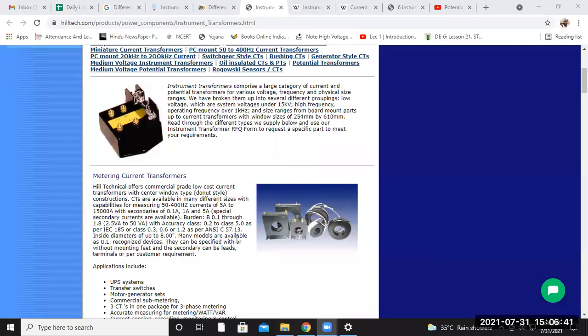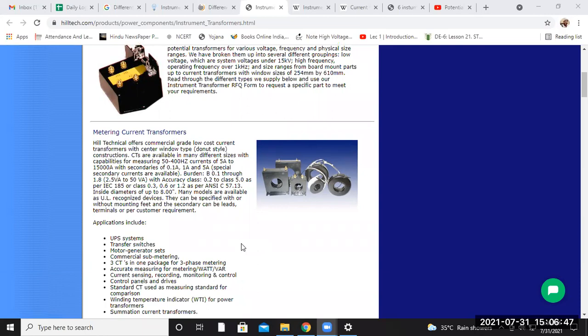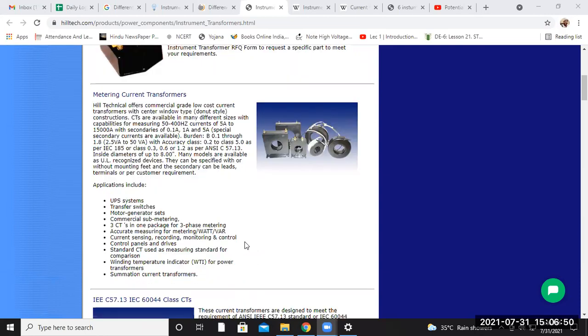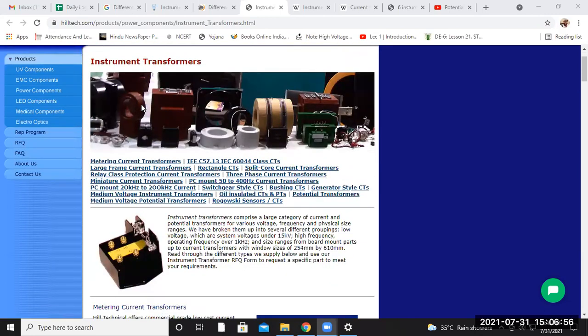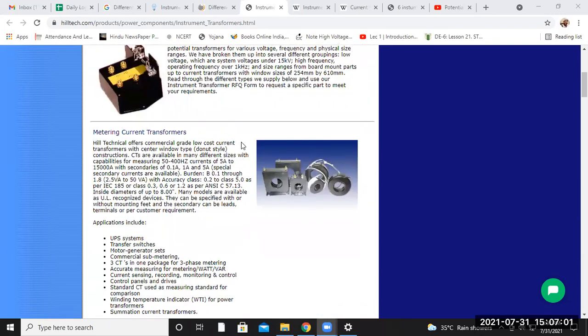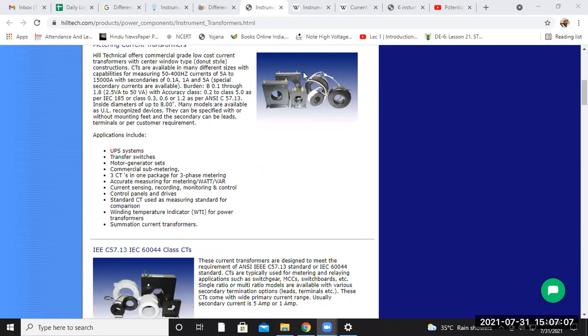So here you can see that there are different types of instrument transformers applicable in different types of applications in industry. These are some different types of instruments that are named here. First, this is a metering current transformer. The metering current transformer is mainly included in the UPS system. Then there are transfer switches, then motor generator sets, and then commercial sub-metering of the system, where this instrument transformer is applicable.